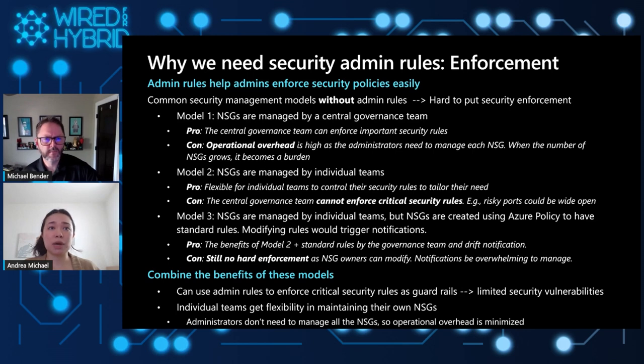And so some common models that we've seen without admin rules: on the enforcement side, you have NSGs managed by one central governance team. So they have a high operational overhead. Those admins need to manage all of the NSGs, and as soon as the number of NSGs grows, now you're under burden. Maybe you only have five VNets, but inside of those five VNets you may have dozens of subnets. And so you'll have to have an appropriate number of rules to account for those subnets, right? It's very easy to hit that operational overhead, very easy to hit that level of scale where it becomes just a pain to manage your security.